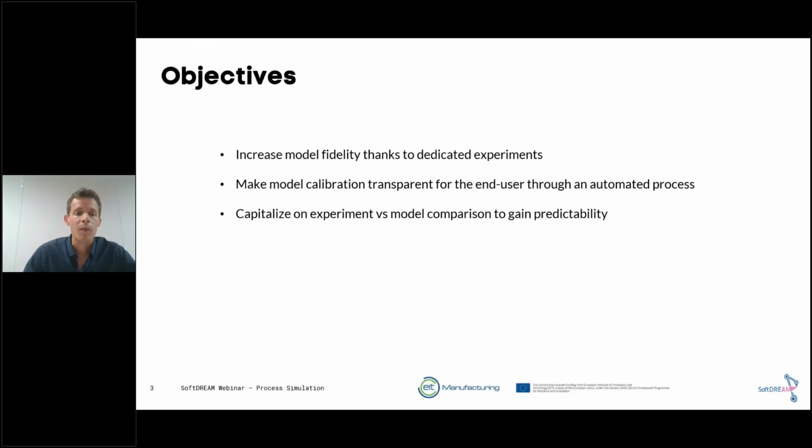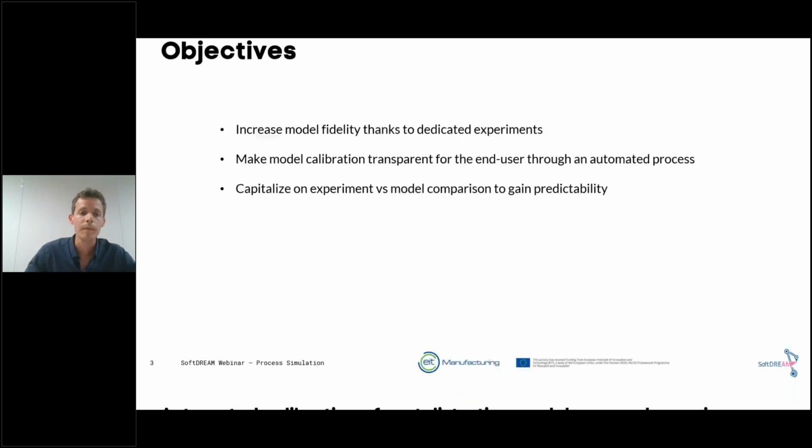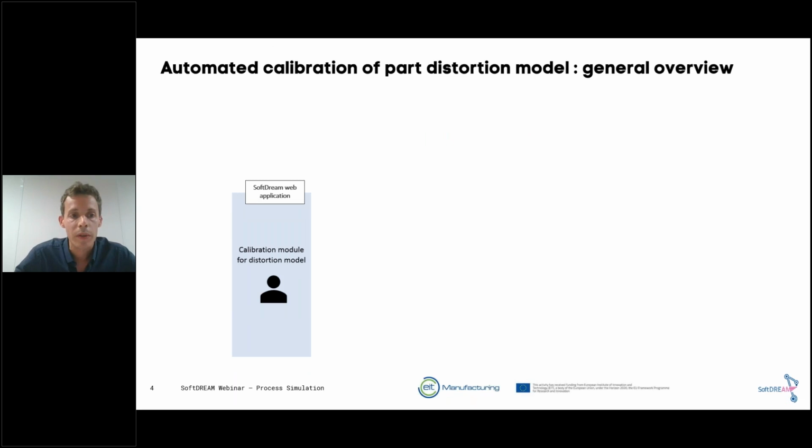So one of the objectives of the project was to increase the model fidelity thanks to dedicated experiments, to make model calibration quite transparent for the end user, and suggesting an automated process for this calibration. And finally, to capitalize on all the experimental versus model comparison to gain more predictability. So how does it work?